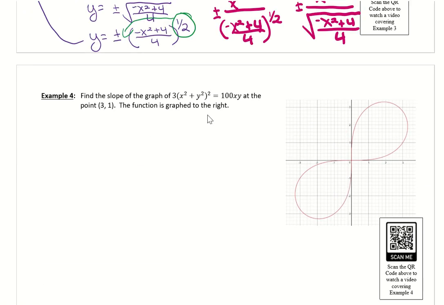All right, last problem. We're going to find the slope of the graph at the point 3,1. So just to get a visual, the point 3,1 is right here. We're going to find the slope of the tangent line. So we're going to find the derivative, we're going to find dy dx. And then when we do, we're going to substitute in the point we're given, 3,1.